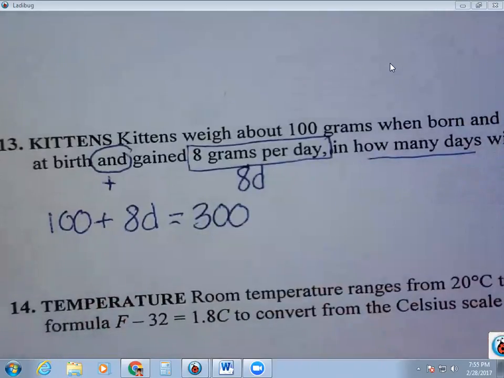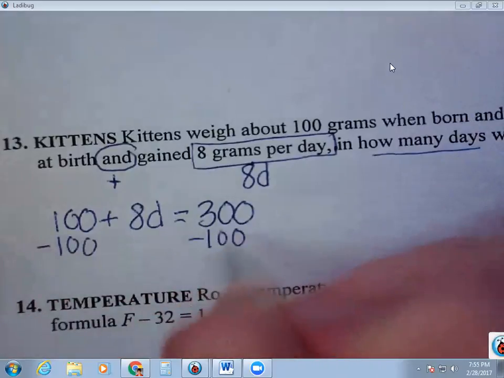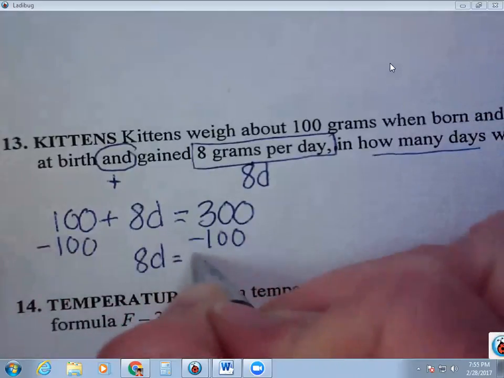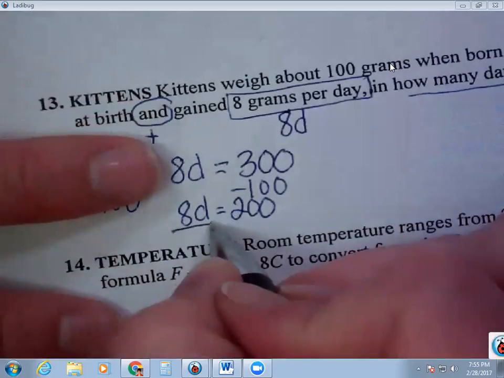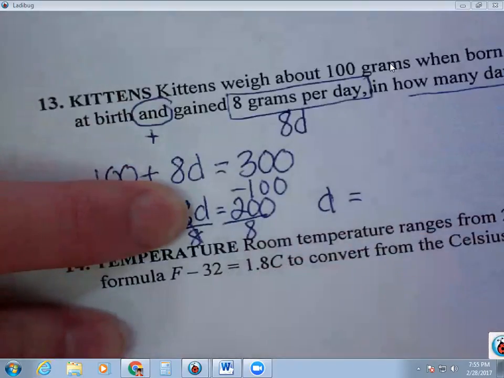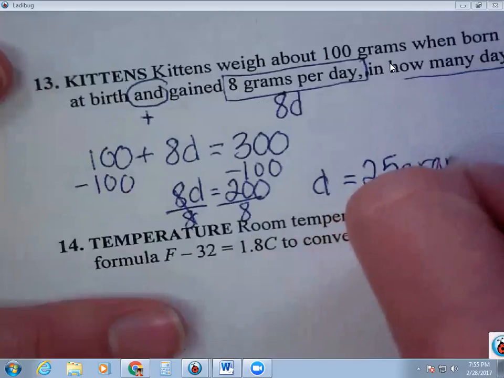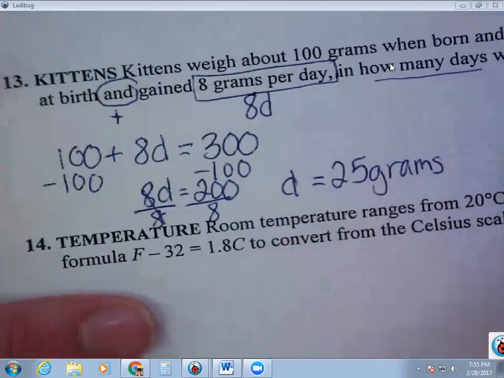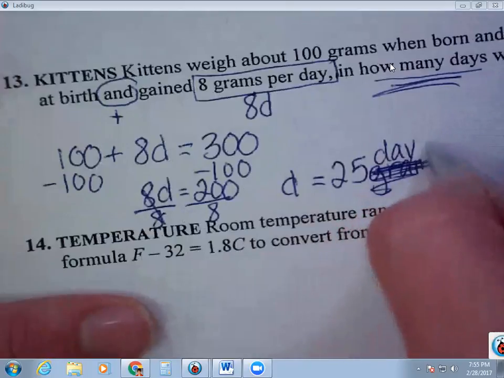So in order to solve that, we need to get rid of this constant over here, minus 100 on both sides. And we've got 8d equals 200. And then we're going to divide by 8. And I'm going to come over to the side and say, well, 200 divided by 8 is 25. 25 what? Grams. No, not grams. 25 days. That's how many days it will take before that kitten is going to be 300 grams.